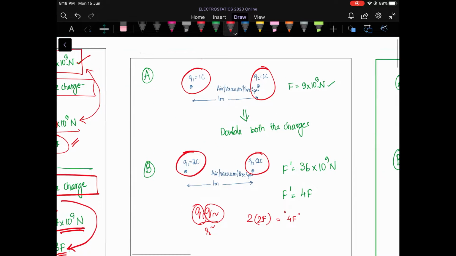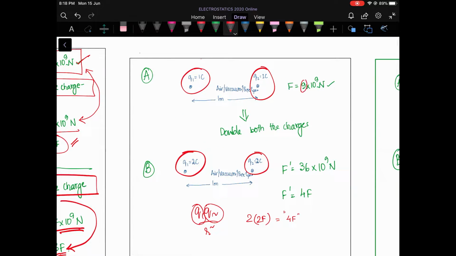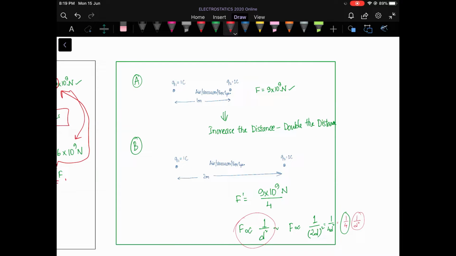That's why earlier we had a value of 9 × 10^9 newtons, but now when we double the value of both the charges, we get a force which is 4 times bigger than the initial value, which is here 36 × 10^9 newtons. Coulomb's law also tells us the effect of the change of distance between the charges.